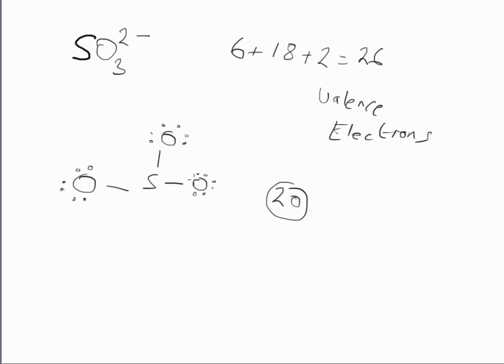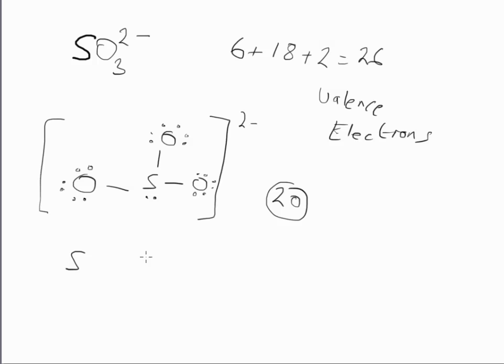So now we've got 2, 4, 6, 8, 10, 12, 14, 16, 18. We need to assign 20. So we can't put any more electrons on the oxygen, but the sulfur can take more electrons. So we need to say that that's a 2- ion. So this is a perfectly valid Lewis structure for the sulfite ion. But if we check our formal charges, we might be able to find a better structure.